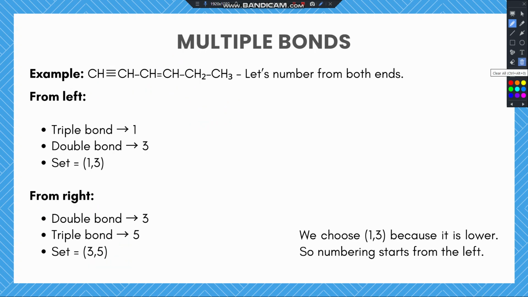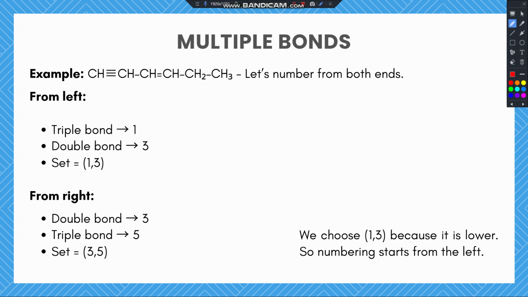But if we number from the left to the right now, we have 1, 2, 3, 4, 5, and 6. The triple bond will be located on carbon number 1, and the double bond will be located on carbon number 3. 1, 3. Now, my question to you is this. For right to left, we have 3, 5. And from left to right, we have 1, 3. Between 1, 3 and 3, 5, which of them is lower? Of course, 1, 3 is lower. So our counting direction goes from left to right in this case.